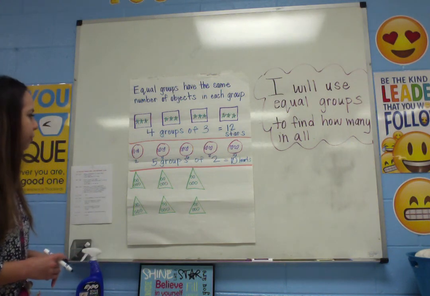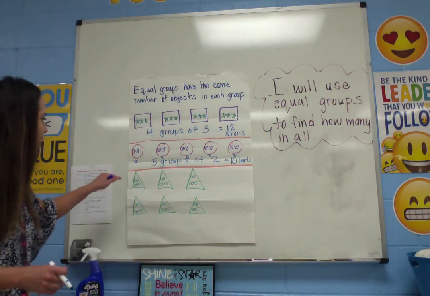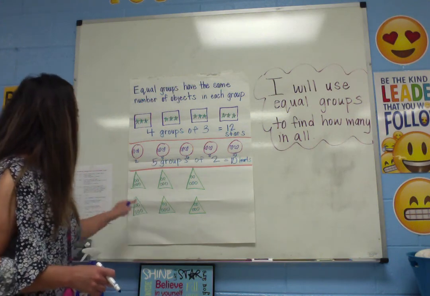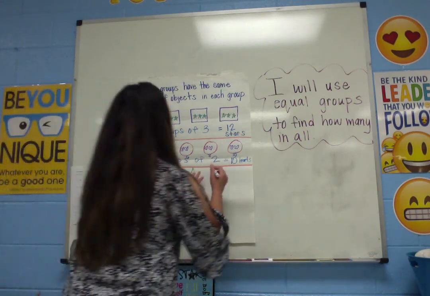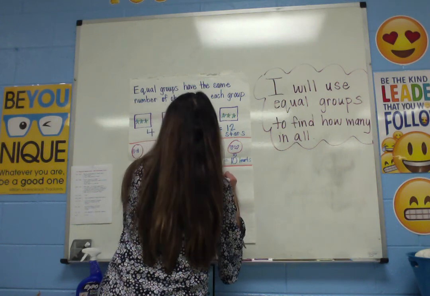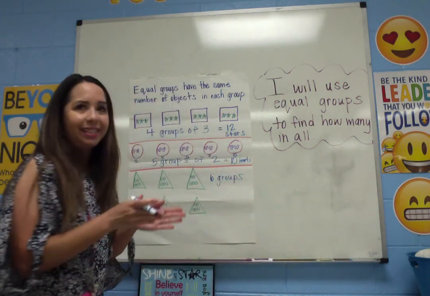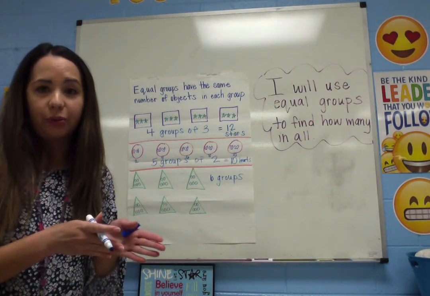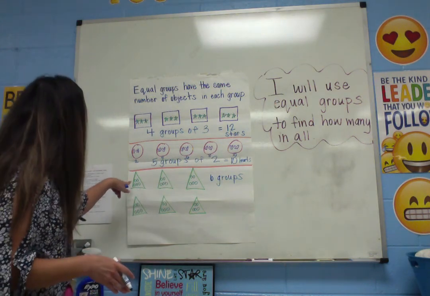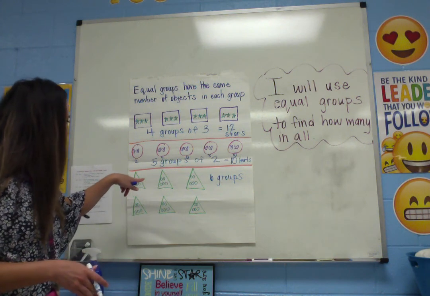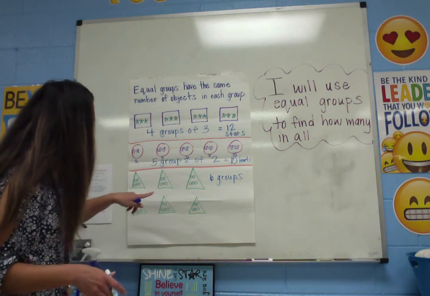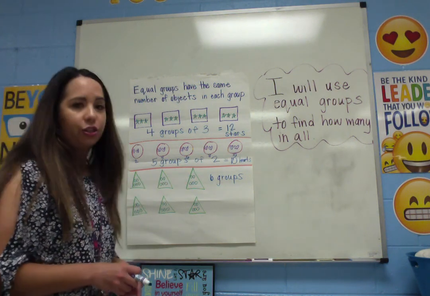Let's look at the third example. This time, equal groups are triangles. There are 1, 2, 3, 4, 5, 6 groups, 6 equal groups. And I know they're equal, you guys, because they have the same number of objects in each group, the little circles. So look, there's 1, 2, 3, 4, 5 in this group, 5 here, 5 here. So there are 5 circles in each group.